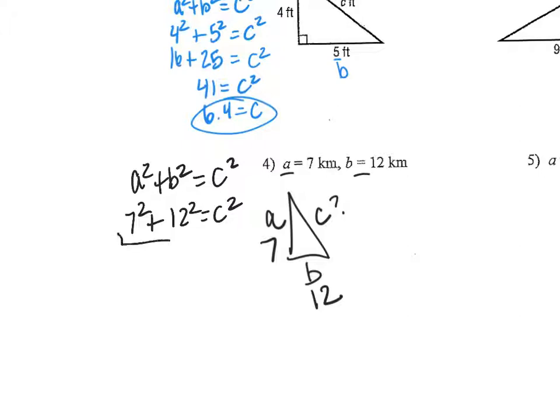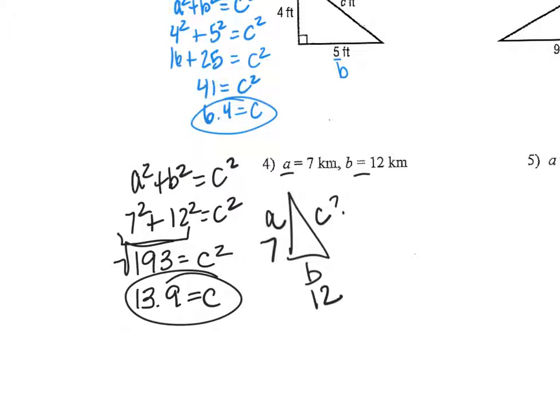And if you want to, you can plug this in the calculator all together. I've been breaking it down, but you don't have to do that. 7 squared plus 12 squared is 193. Okay, am I done? Nope. I have one more step. Square root of that. And that's 13.9. Okay.